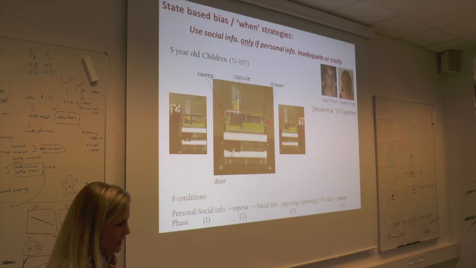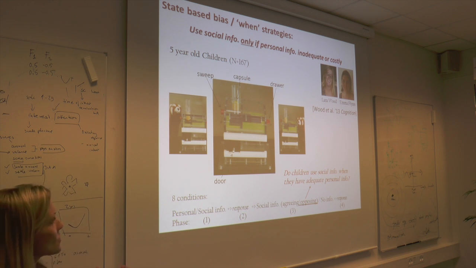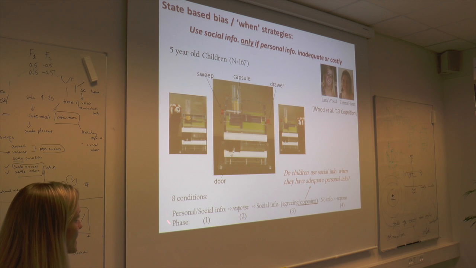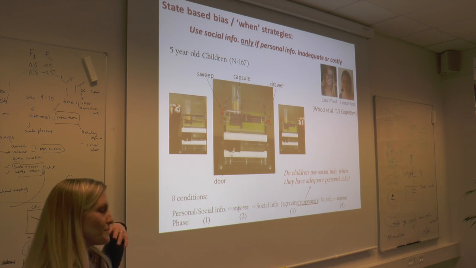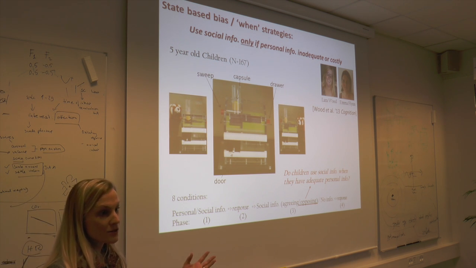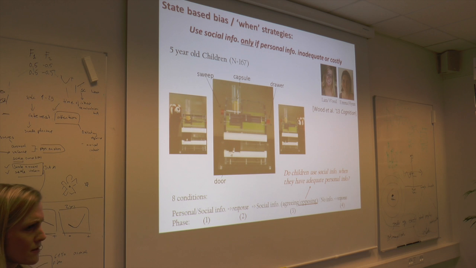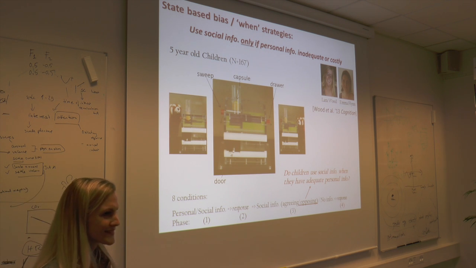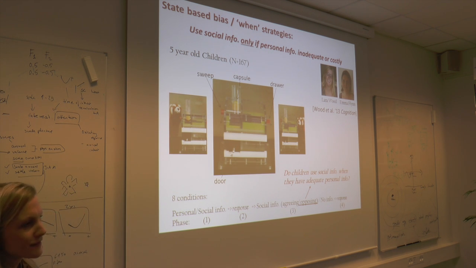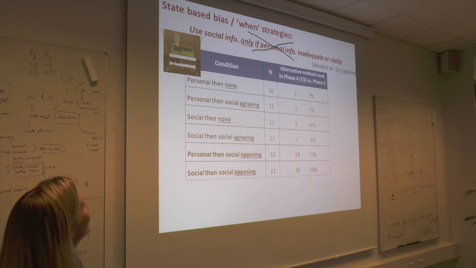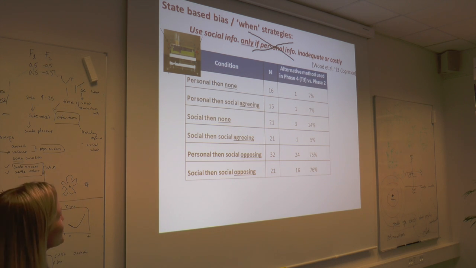So the key thing is, do children who already have adequate personal or social information from this stage use opposing social information? Do they bother to use that social information when they've already got perfectly adequate information? And I said to Emma, no, they wouldn't. All the studies I've done with non-humans, they won't do that. And Emma said, oh yeah, they will. So I was wrong. They did use this social information.